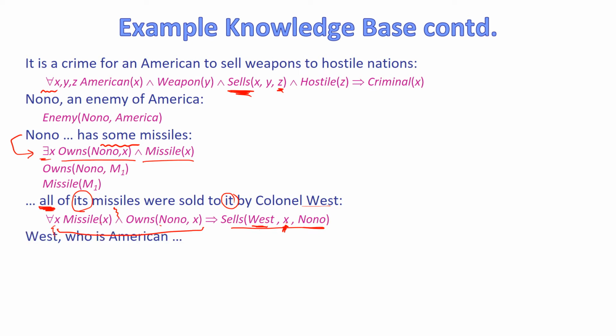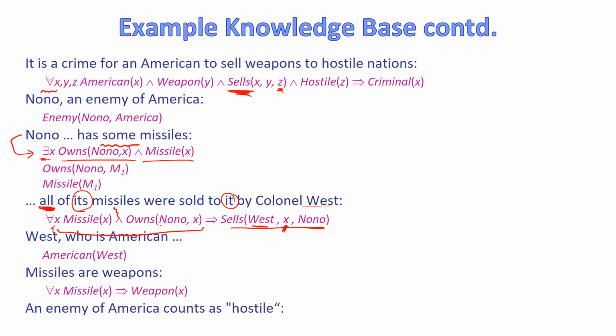Okay? The next one, West, who is American, so that's a simple predicate. West is American. Then missiles are weapons. Okay? Now, how can we express this? Missiles are weapons. This is the same as all missiles are weapons, right? So if X is a missile, then X is a weapon. So for all X, if X is a missile, then X is a weapon.